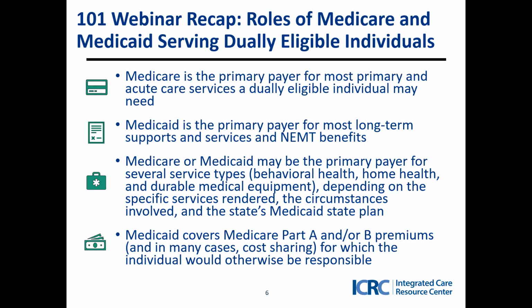Lastly, we discussed the roles of Medicare and Medicaid when serving dually eligible individuals. Medicare is often the primary payer for services a dually eligible individual may need, but there are some core coverage gaps for which Medicaid pays for dually eligible individuals. Medicare covers most primary and acute care services, while Medicaid covers long-term services and supports, and Medicare and Medicaid coverage duplicate for a number of service types. Finally, Medicaid supports dually eligible individuals by covering Medicare Part A and/or B premiums and cost sharing.